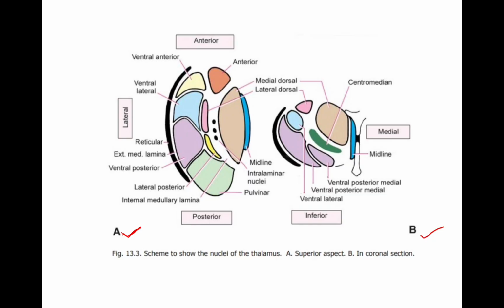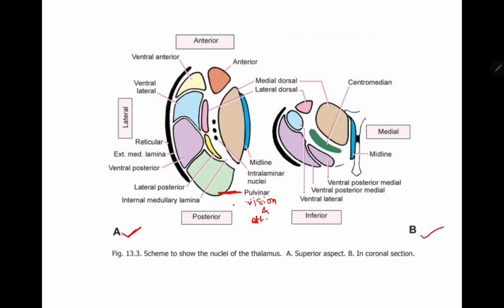Now this pulvinar, it is the back part, and it is for vision and attention. That you know, this is for vision and attention.